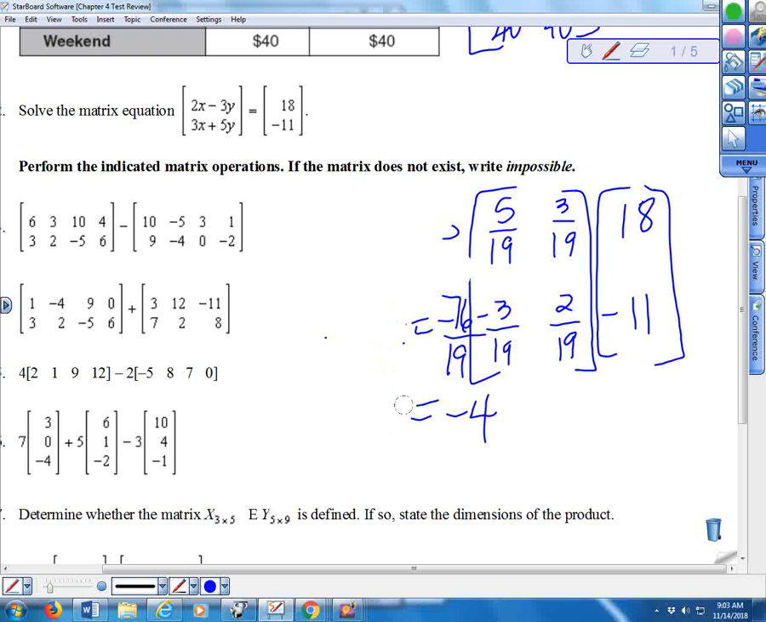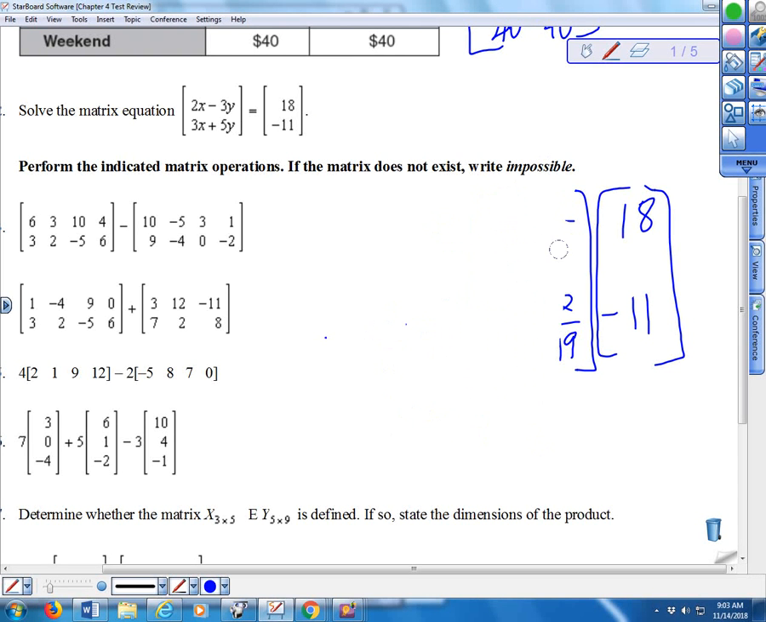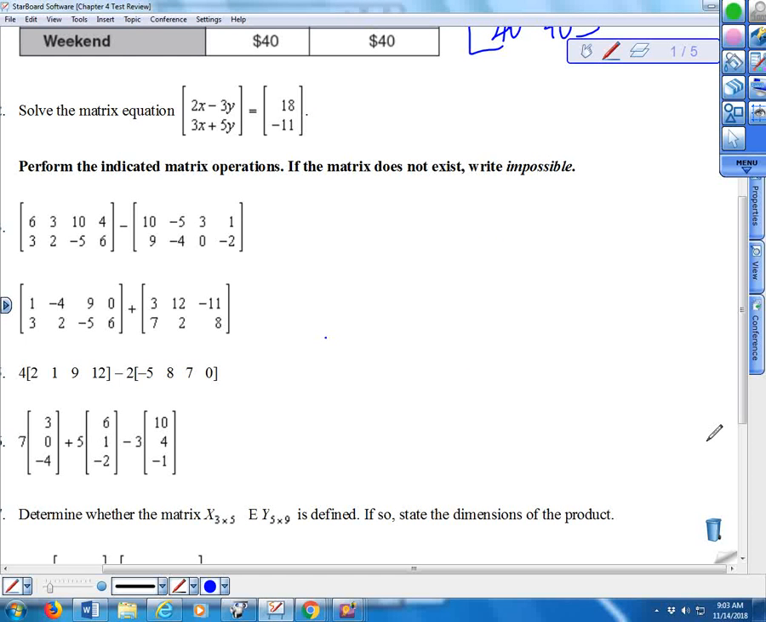All right. Number 3, just a subtraction problem. There's really not much work to show. I first have to make sure it's the same dimensions. So this is a 2 by 4 and this is a 2 by 4. So I can subtract. And I'm just going to subtract each element in each matrix. So 6 minus 10 is negative 4. 3 minus a negative 5 is positive 8. 10 minus 3 is 7. 4 minus 1 is 3.